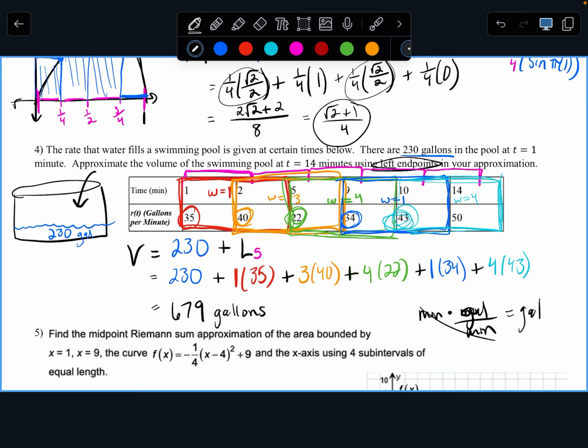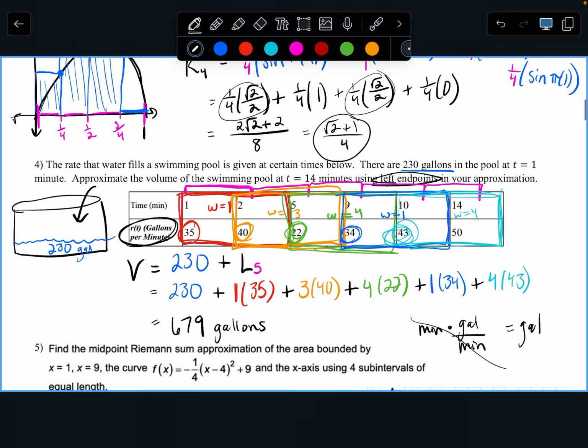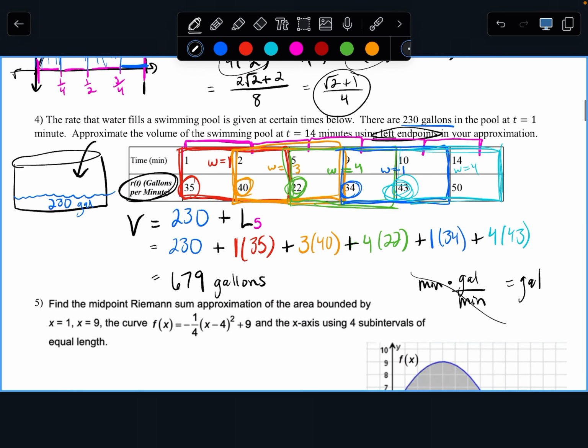Wasn't 230 gallons? Mm-hmm. How'd you get minutes times? How'd you get that little thing you did down there? Because all these values are gallons per minute, like the 35, the 40, the 22, the 34. I see. They are all rates. So you just multiply them and then you cross reduce. All right. Any questions? You guys are asking good questions.